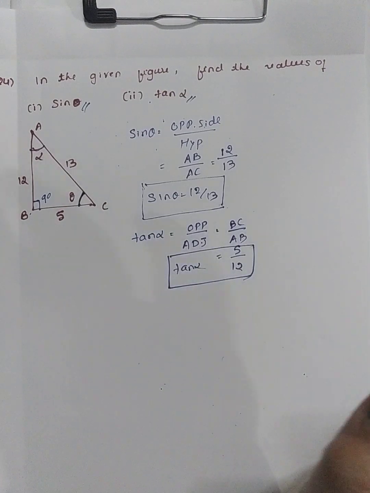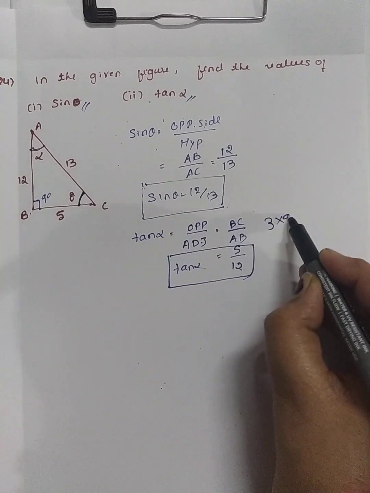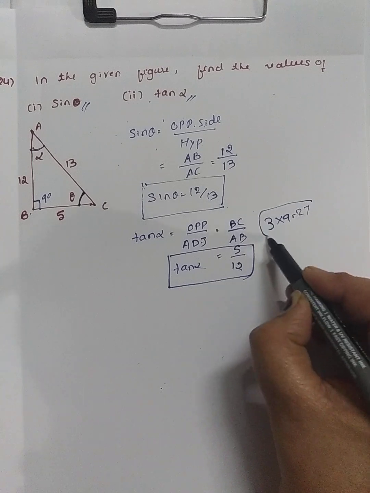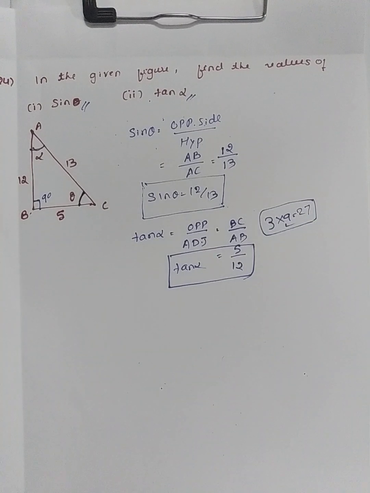So these are the 2 marks questions from the question paper. In the next video we will solve the 3 marks questions, that is 3 into 9, that is 27 marks. 3 marks questions, there are 9. We will solve them in the next video.